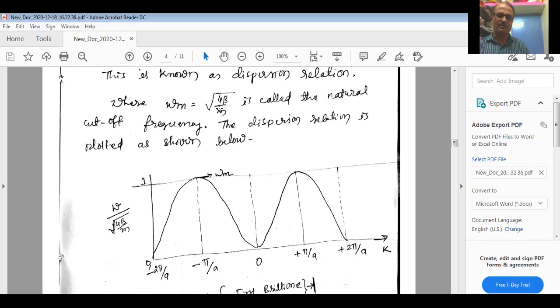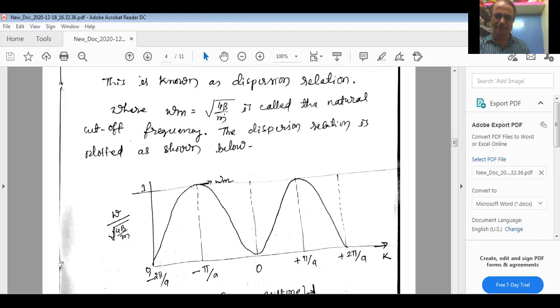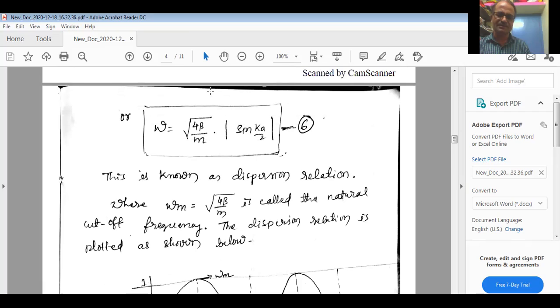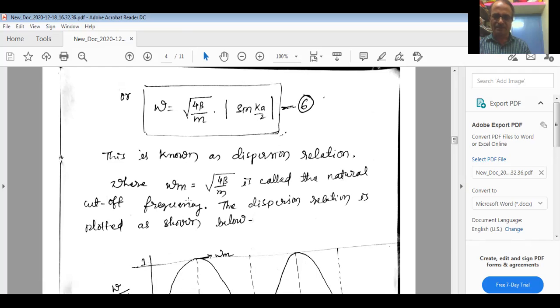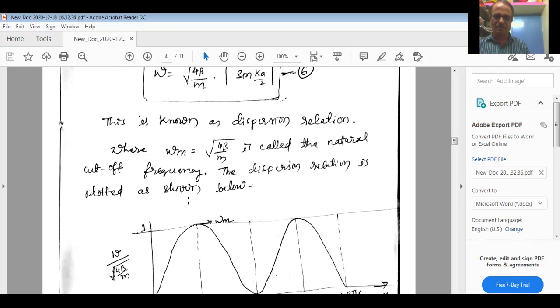And here, omega m is equal to root of 4 beta upon m. In equation 6, this quantity is a constant, root of 4 beta upon m, that is represented as omega m, and that is called the natural cutoff frequency of the vibrations.